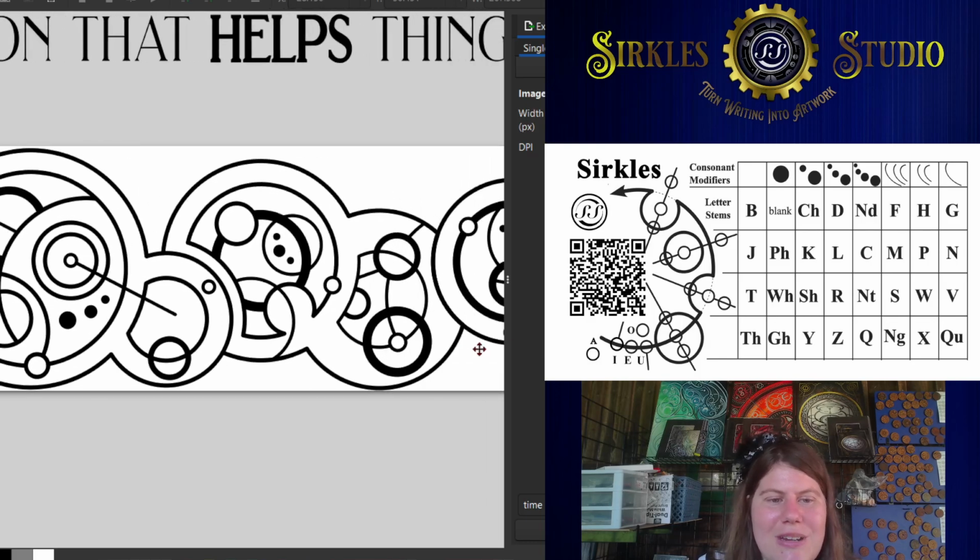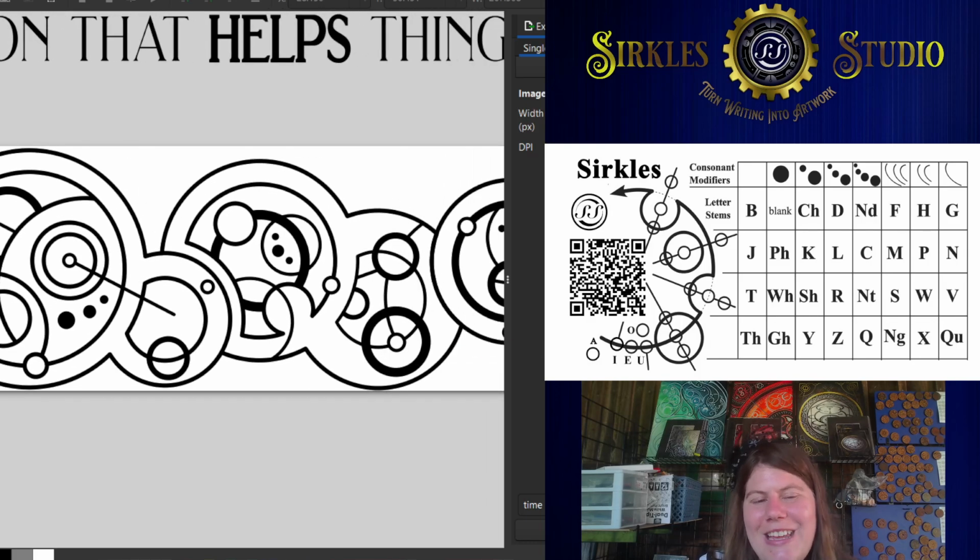So yeah, that's the adjustment to this design. I'm glad you liked how it looked at the beginning, but I'm also glad you caught the quote error before you got it tattooed.